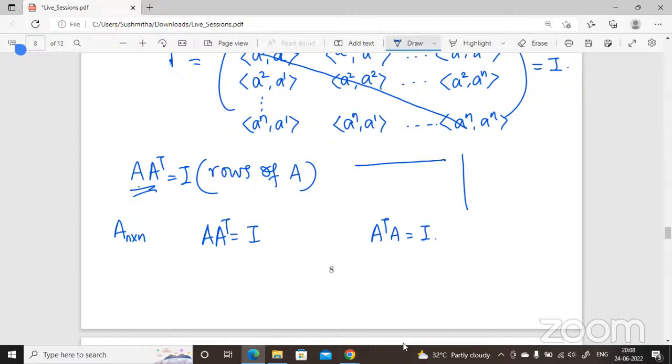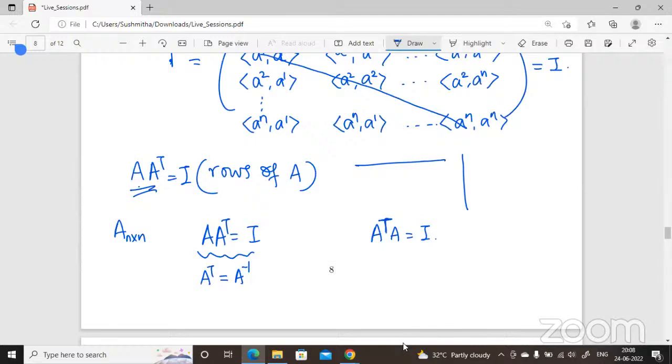It's only possible if they are not orthogonal. If it is A transpose. Okay, if this is satisfied, what is A transpose? A transpose is A inverse. So can you see that if this is satisfied for a matrix, the inverse of the matrix is very easy to calculate, right? All we need to do is transpose.